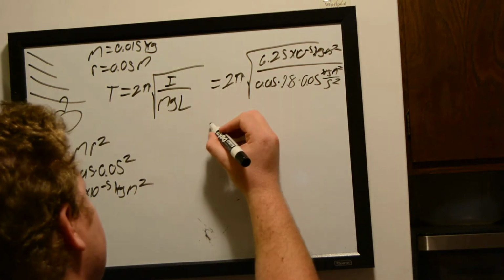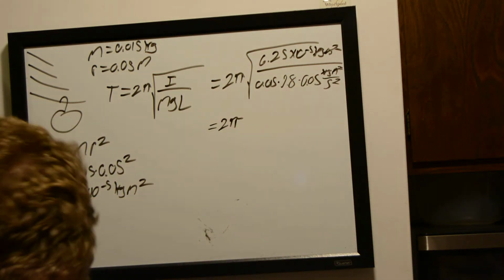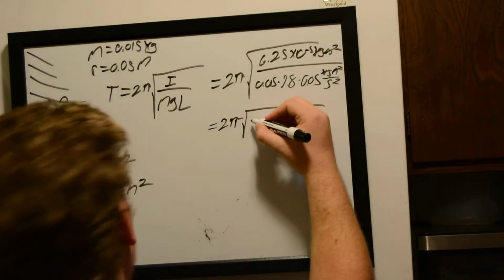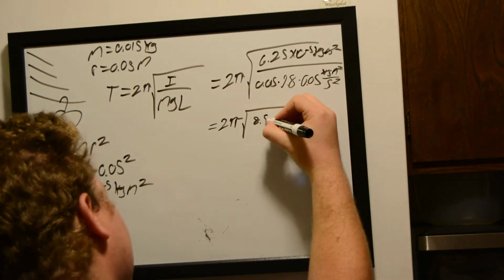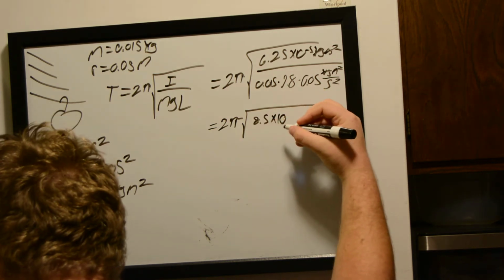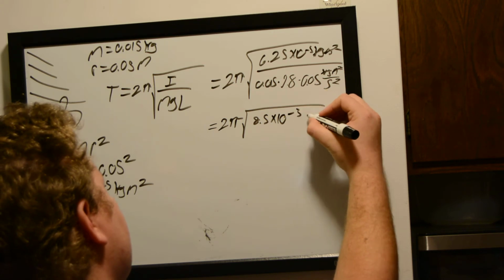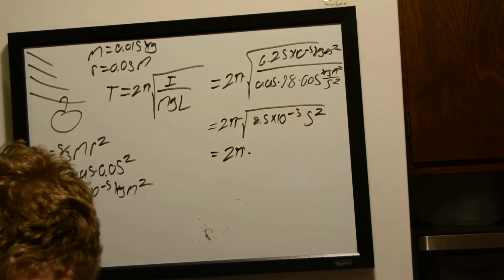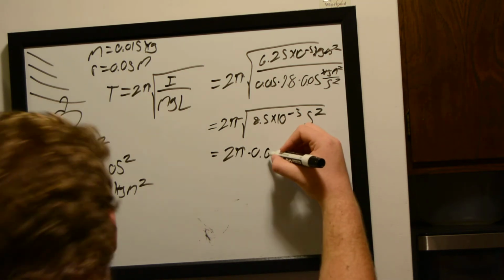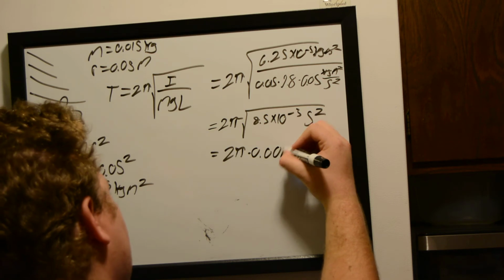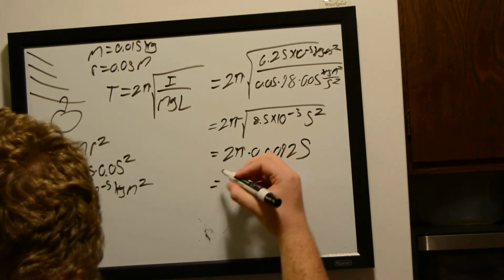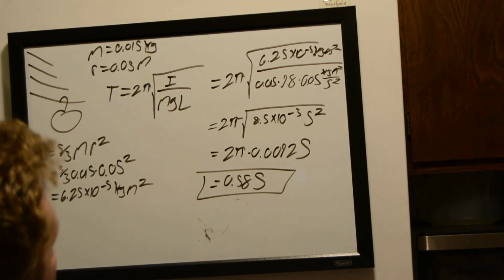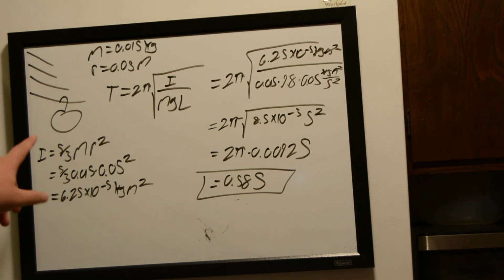So, we do this math, and we find that our period is 2 pi times the square root of 8.5 times 10 to the negative 3 seconds squared. It's going to be 2 pi times 0.0092 seconds, which is 0.58 seconds is our period. That's the time it takes for our lovely little ornament to swing back and forth.